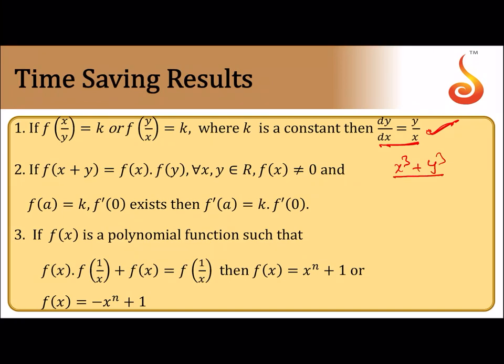Next one, f of x by y is k, or f of y by x is equal to k, where k is a constant. Then dy by dx is always y by x. A very handy formula. Please remember this. Suppose I take an example, x cube y cube is equal to k. So dy by dx will always be minus y by x. The minus sign will come.